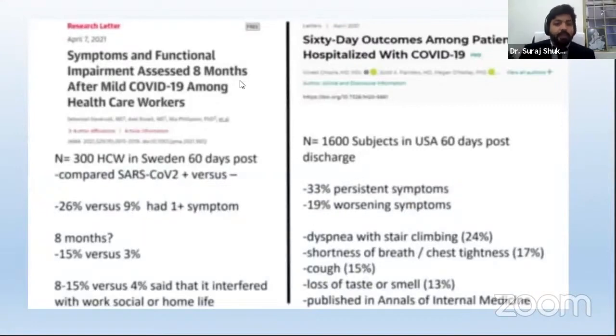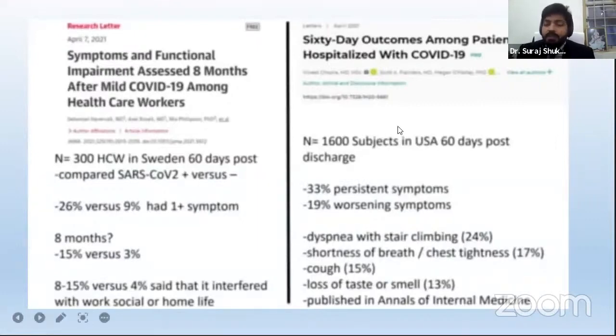After 8 months, when the documentation had continued, they found that 15% of the positive cases were still having symptoms, and 3% of the non-positive, that is non-COVID cases, were having symptoms. 8 to 15 versus 4% said that the symptoms and problems they were facing interfered with their work, social life, or home life. So this concluded that whether you are a COVID patient or not, you have a chance of getting long COVID symptoms.